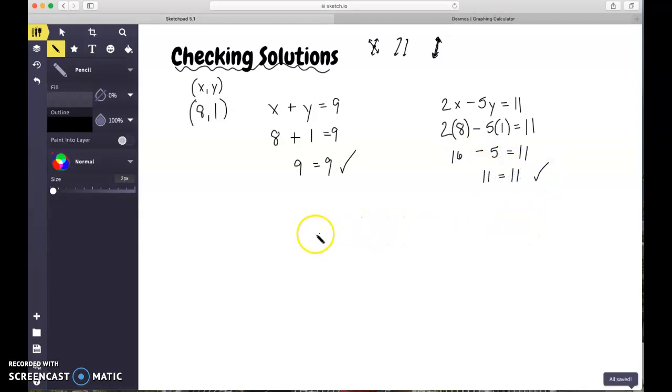So yes, we can say that (8, 1) is a solution to the system. And that's how you check a solution.